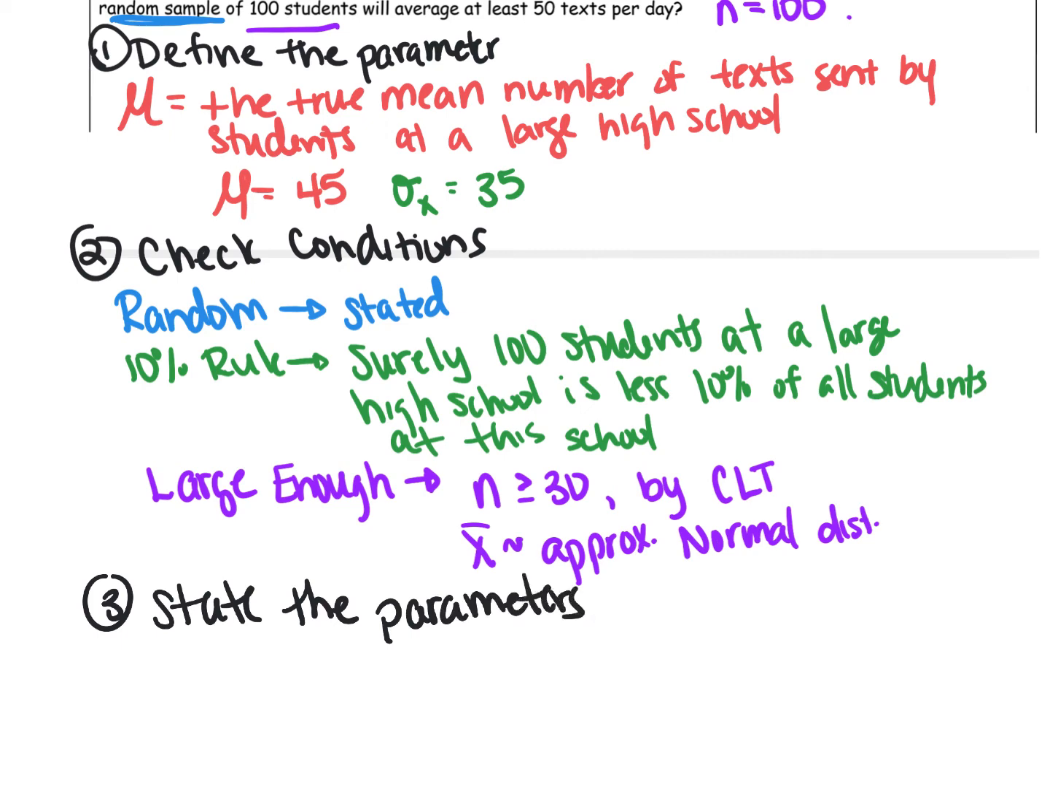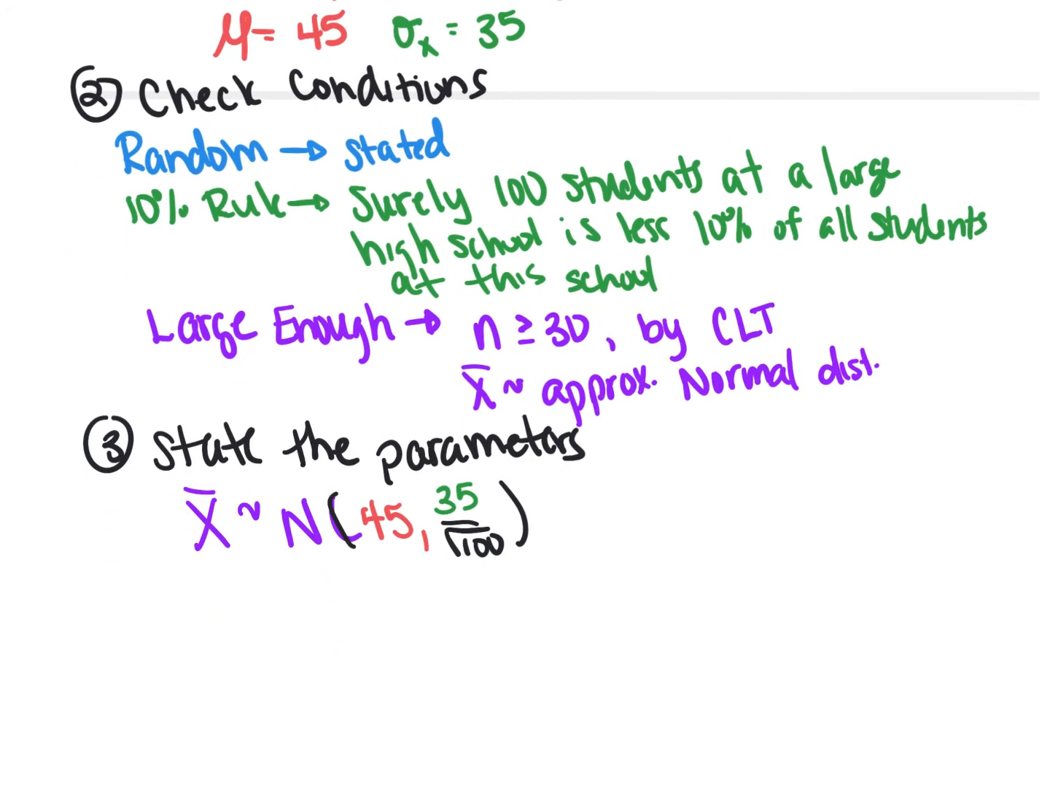And so we're going to say this, x bar follows a normal distribution with the mean equal to the mean of the population, which in this case was 45, and a standard error, or a standard deviation of 35, divided by the square root of the sample size, which is 100. And we can go and clean that value up. Square root of 100 is 10, so this will be 35 divided by 10, which is 3.5.